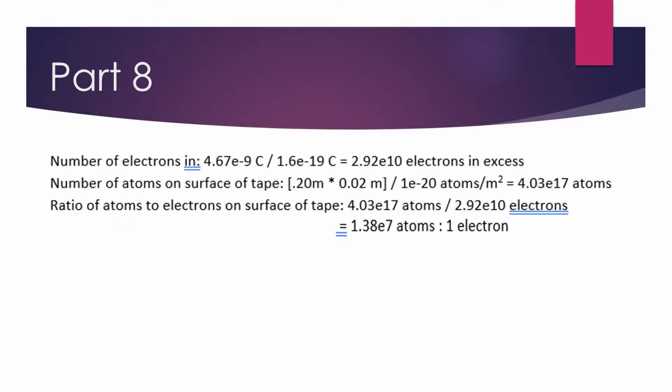Using that charge, you divide it by the charge of an electron to get the number of electrons in excess, and then by finding the area of the surface of the tape, 20 centimeters by 2 centimeters, and you divide this by the number provided, you get the number of atoms on the surface of the tape. By dividing the number of atoms on the surface of the tape by the number of electrons in excess, you get a ratio saying that for every 1 electron, there are 1.38 e to the 7 atoms.